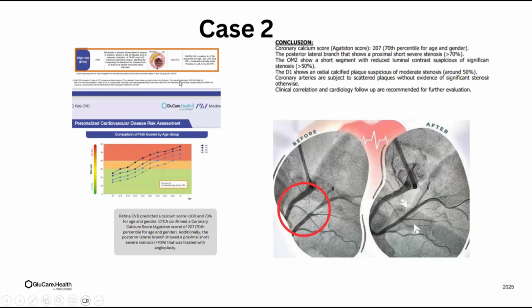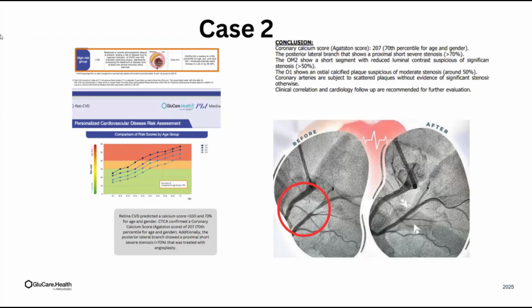So we have a second high-risk patient where the retina CVD tool correlated very well with the calcium score. As you can see, the patient was scoring in the high-risk category, and the CT coronary angiogram revealed a calcium score of more than 200 and severe stenosis in the posterior lateral branch that required angioplasty. And the patient is doing very well.